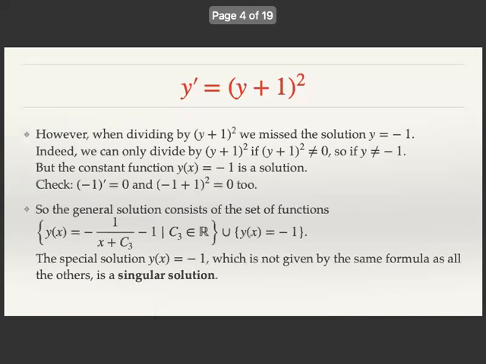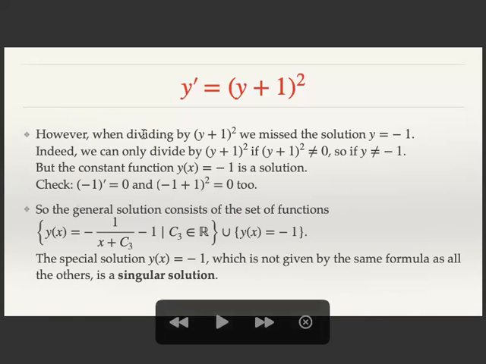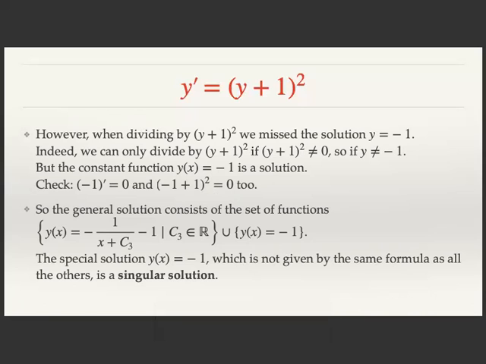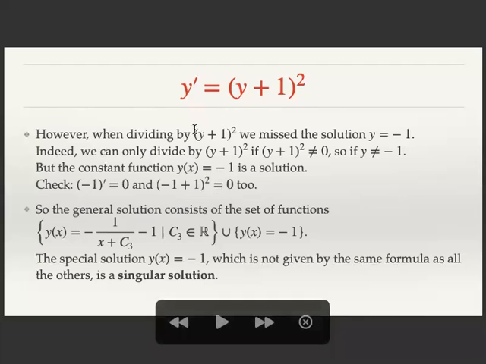Okay, and now, as you well pointed out, there is one more solution that we missed by applying this process. Namely, in order to divide by (y+1)^2, we need y+1 to be non-zero. So when we did that, we missed the solution y = -1. So y = -1 actually is also a solution, which we need to check.